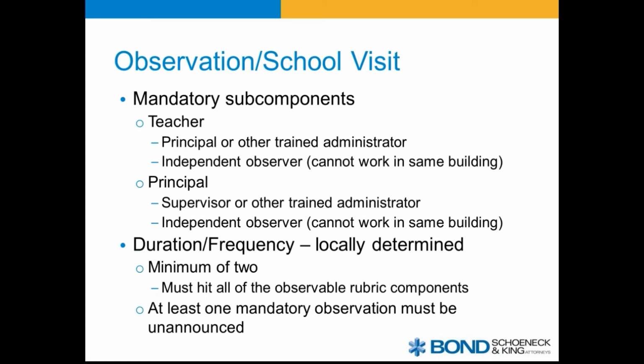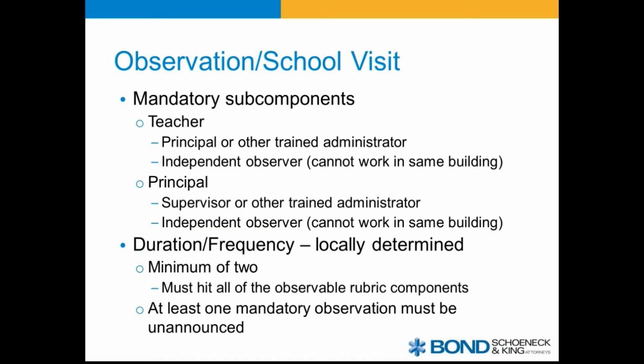The regulations state that the evaluator may select a limited number of observable components for focus within a particular observation, so long as all observable teaching standards and domains are addressed across the total number of annual observations. So again, as we were talking about earlier, if the school district is limited to two classroom observations per school year, it may be extremely difficult to hit all of the observable components of a rubric. So that may be an additional reason to try to negotiate some extra observations as well.